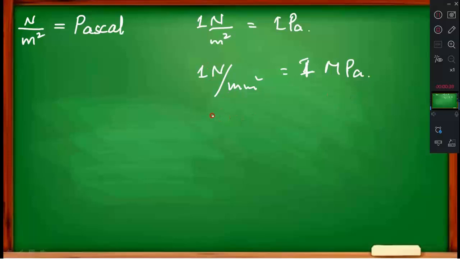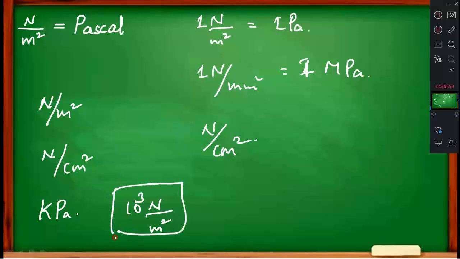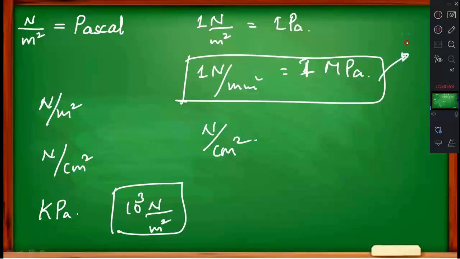Like that you can make other notations; fluid can even be measured in Newton per centimeter square. We will use two conventions: Newton per meter square, or sometimes Newton per centimeter square. Sometimes we use kPa, which means 10 to the power of 3 Newton per meter square. MPa we will not use; MPa is preferred for solids. Therefore Newton per meter square or Newton per centimeter square we will use in fluid mechanics.